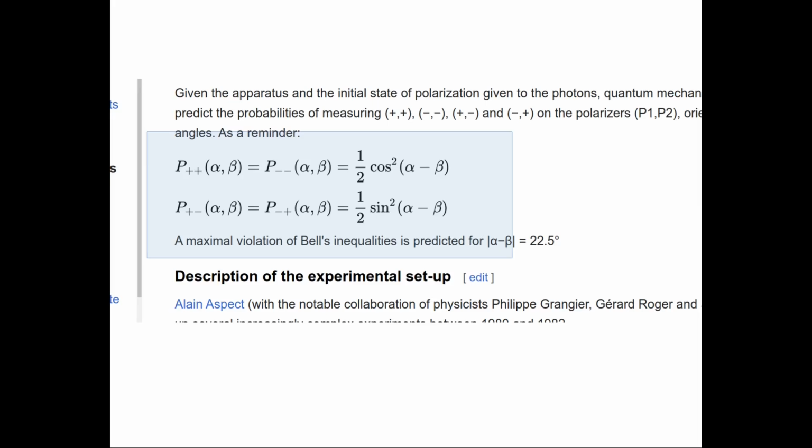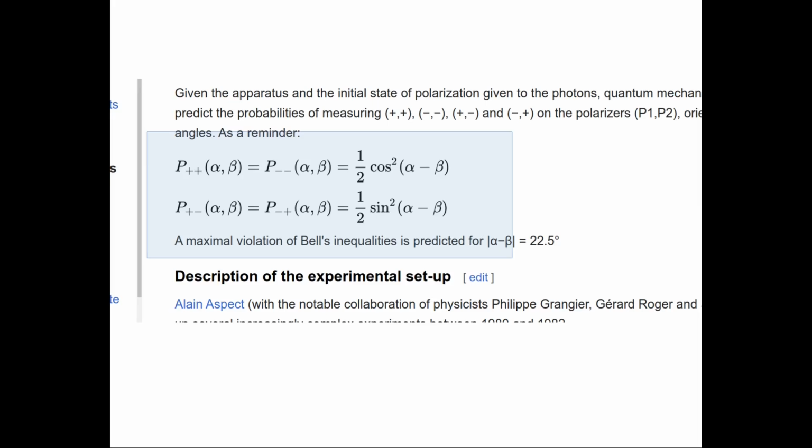P++ means the probability of seeing both Alice and Bob measuring a positive, or a +1. So the probability of seeing a plus and a plus is the same as the probability of seeing a minus and a minus, which equals 1/2 cosine squared (alpha minus beta), which is your theta, the angular difference between the two polarizing crystals. And the probability of seeing a plus minus or minus plus is 1/2 sine squared theta.